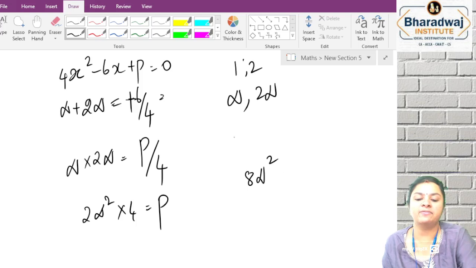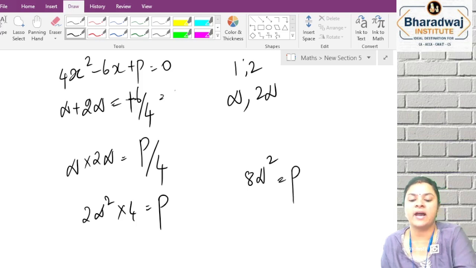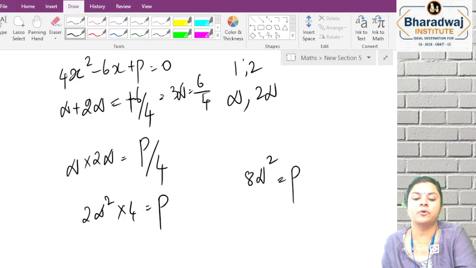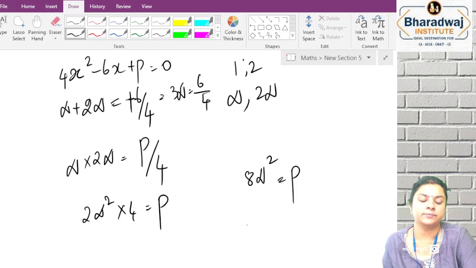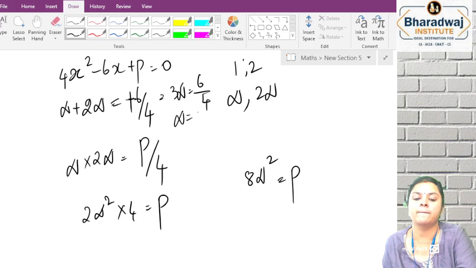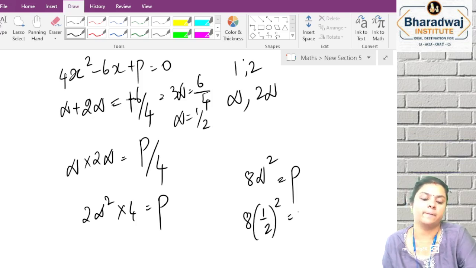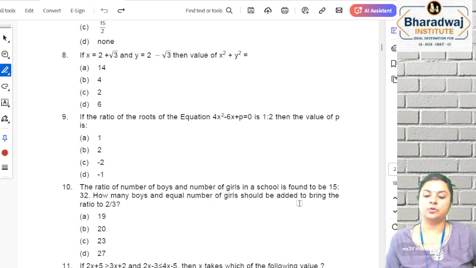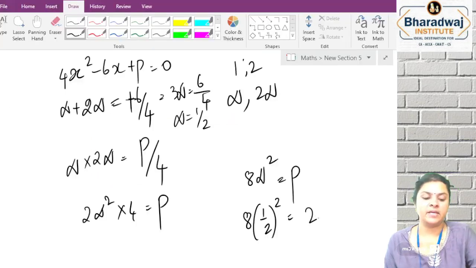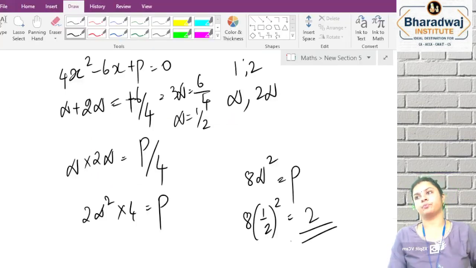Now how to find alpha? We already have the details here. 3 alpha is equal to 6 by 4. So you will get 2 by 4, 1 by 2. Alpha is equal to 1 by 2. 8 into 1 by 2 the whole square. Answer is 2. P is equal to 2.